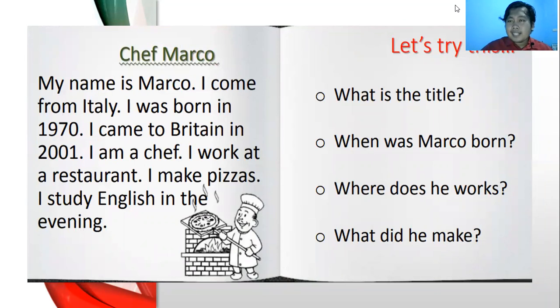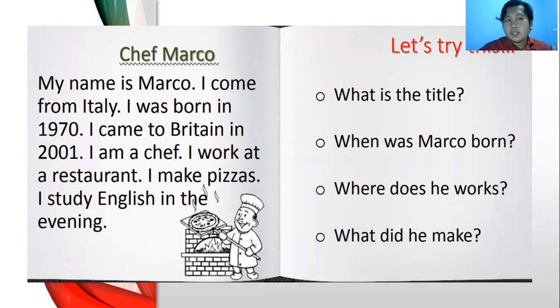Okay, so let's try scanning in this short text here. It is entitled Chef Marco. My name is Marco. I come from Italy. I was born in 1970. I came to Britain in 2001. I became a chef. I work at a restaurant. I make pizzas. I study English in the evening.